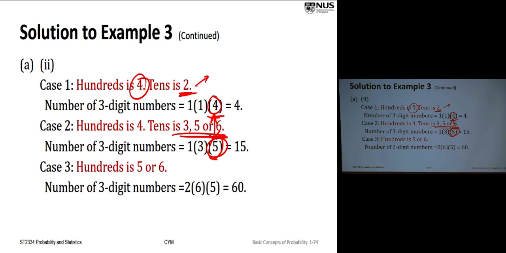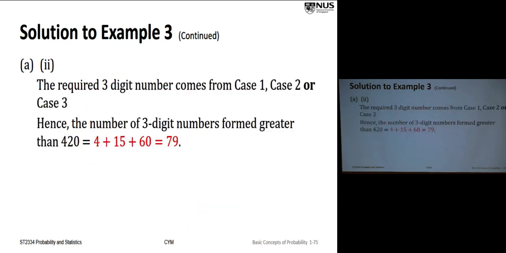Then for the case where you put 5 or 6 in the hundreds place, you fill up the hundreds place first. Then you fill up the tens place, any numbers you want. Even 0 can be put there, and then you are left with 5. So multiply, this is the tens place, this is the ones place. So altogether, that's 60. And each of all these are different, so I have to add them up to get the answer. All right, so altogether 79.